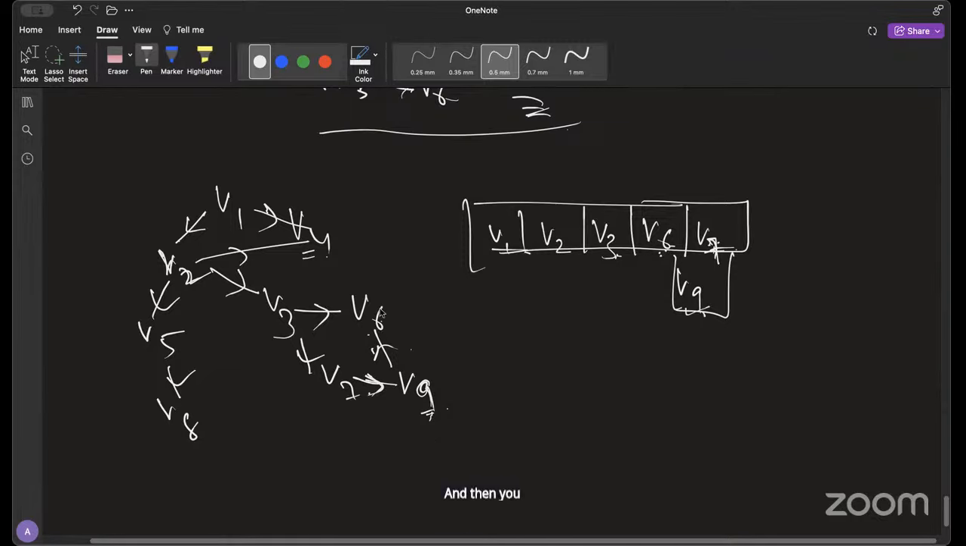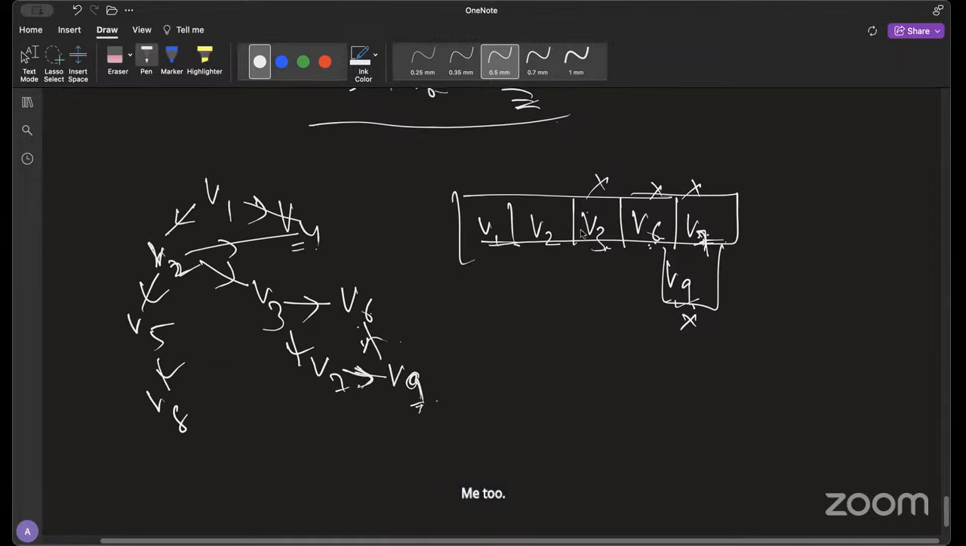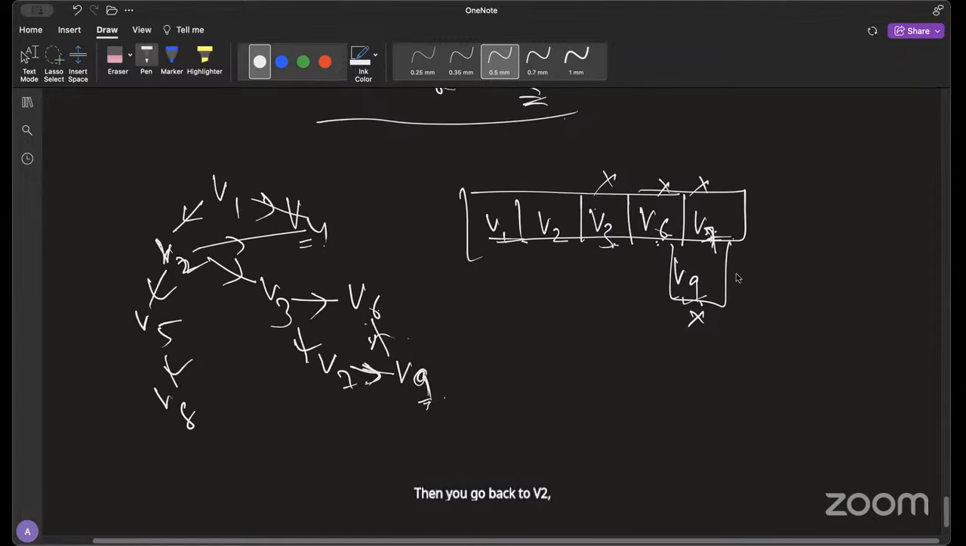And then you have nothing else to visit from V6, so you trace back. Everything that has nothing else to trace, just put a cross there so that you know that this is done. So V6 is done, then you go back to V3. V3 is also done. Then you go back to V2. Then from V2, now you know that you've covered this thing.